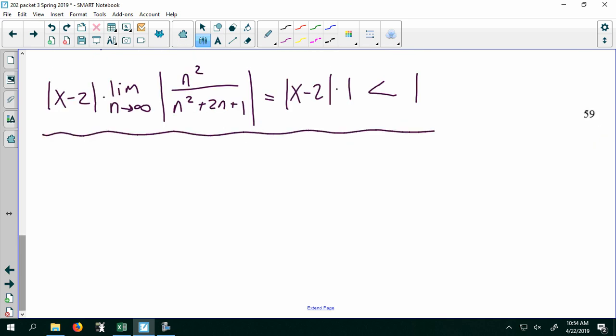Okay, so I need to solve the absolute value of x minus 2 is less than 1. So this gets converted to a compound inequality where you have -1 is less than x minus 2 is less than 1. Because if the absolute value is less than 1, then that means that the opposite of the thing has to be bigger than -1.